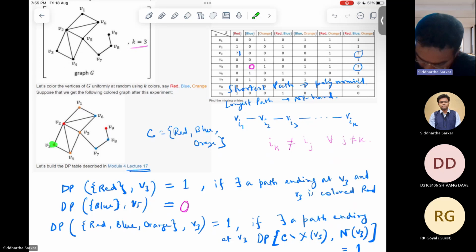so you cannot use the color of V3 again. And then you are asking, is there a path ending at the neighbor of V3 that does not use the color with which V3 is colored? So does there exist a path ending at one of the neighbors of V3 that does not use the color assigned to V3? That is the question it is asking.